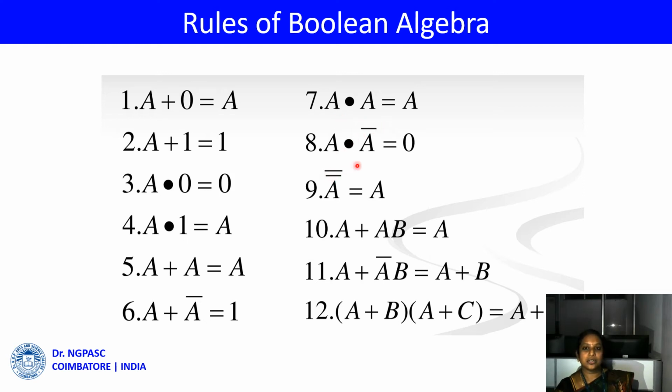Next is A dot A complement is equal to 0. So if A is 1, A complement will be 0. So anything multiplied with 0 will be 0 and vice versa. In another case also it will be the same.